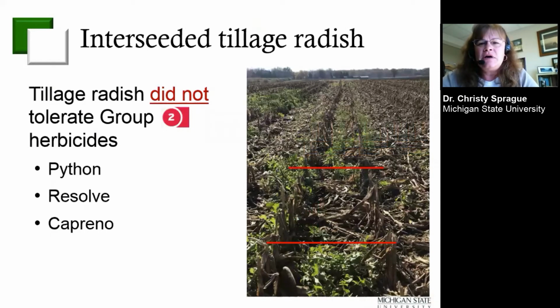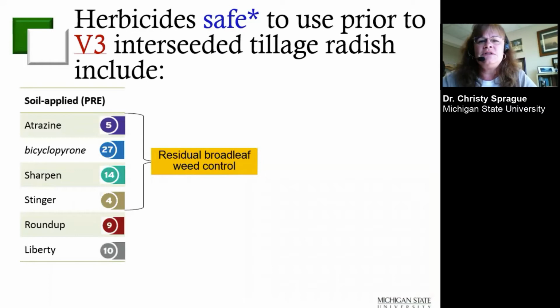The next one we're going to talk about is tillage radish. Again, this was one of the other cover crops that we had that did a really good job of establishing. These are some of the pictures that were taken after corn was harvested, and you can see the tillage radish in this system. What tillage radish did not tolerate was our ALS inhibiting herbicides, which are the group 2 herbicides. So those were things like Python, Resolve, and then Caprino, which is a premixture that has an ALS herbicide in it. The ones that were safe to use were quite a bit different depending on when we did the interseeding.